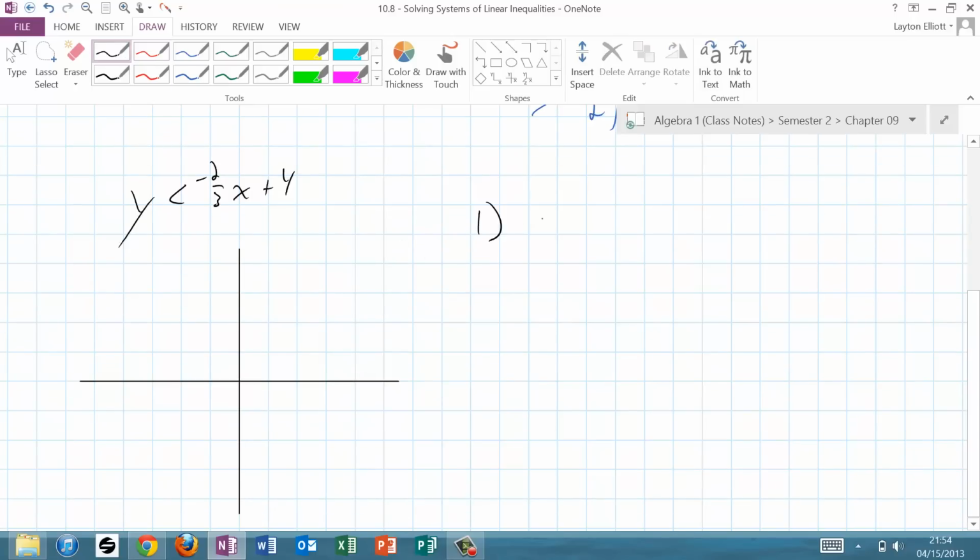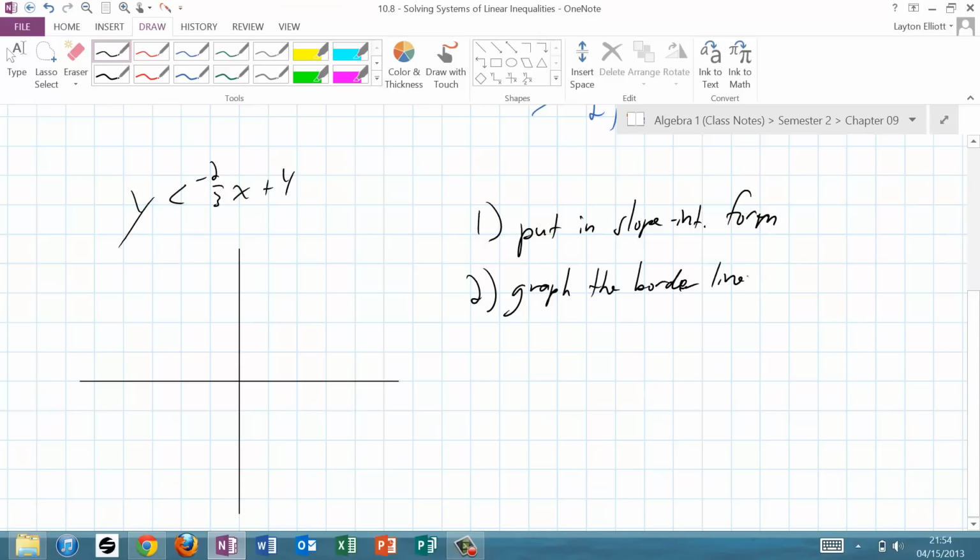So step 1, put in slope-intercept form, being really careful about the sign flipping thing that we're going to see in some later examples. So put in slope-intercept form. Step 2 is to graph the borderline. I'm going to put graph the borderline with a solid or a dashed line.